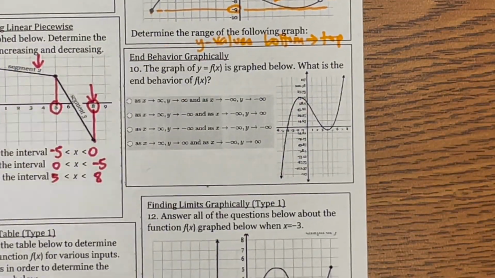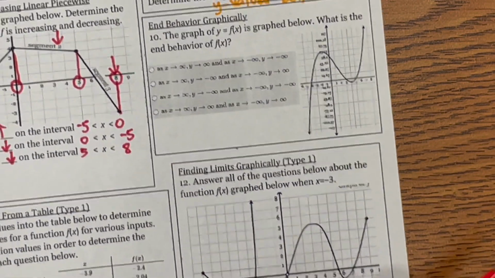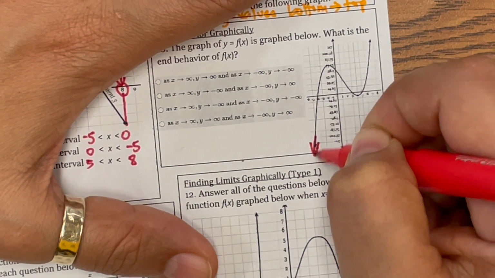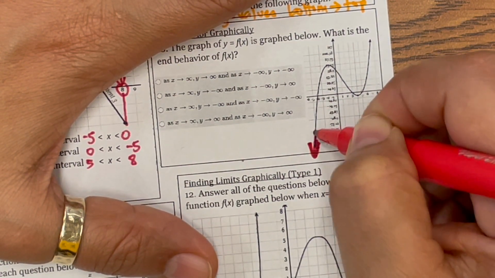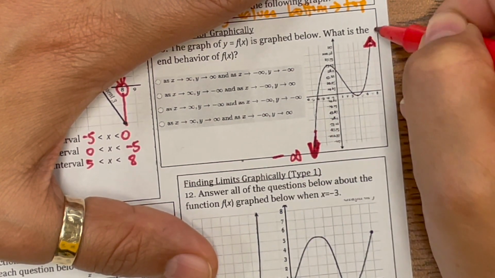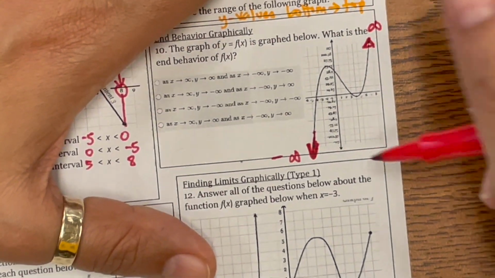All right, end behavior graphically, it's just exactly what it sounds like. What's happening at the end? So all you got to do is just look at the end. So if I look at the end on the left, where am I going? Where does this number keep going to? -infinity. If I look at the end on the right, where's this number going? +infinity. So you're just looking at what's happening on the right and on the left.